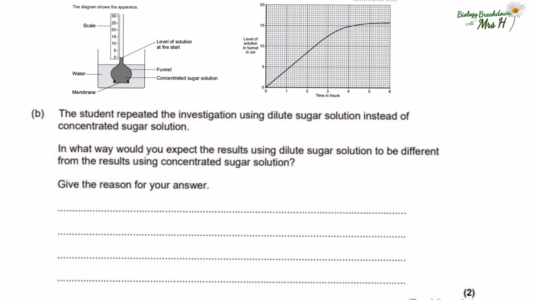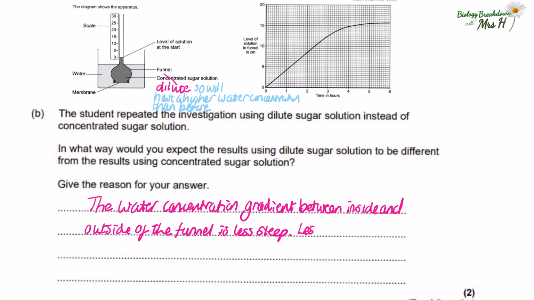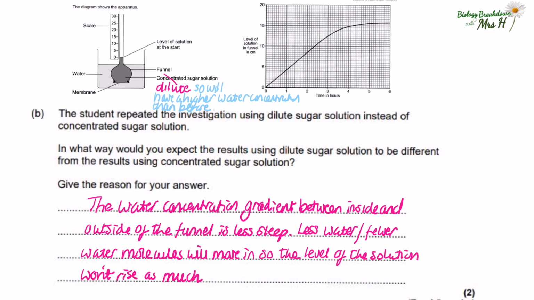In what way would you expect the results using dilute sugar solution to be different from the results using concentrated sugar solution? Give the reason for your answer. Water will still move in because there is still a higher water concentration outside the funnel, but the water concentration gradient between the inside and the outside of the funnel is less steep. So less water or fewer water molecules will move in, so the level of the solution won't rise as much.